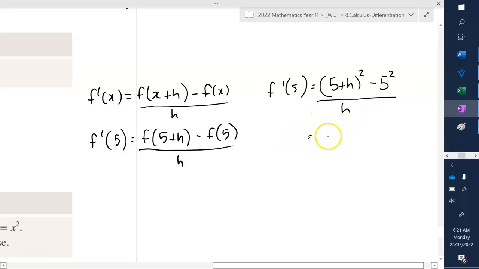We open that up. Same as before, square the first. You can pause it and FOIL it if you like. Okay, I'm going to do it this way. Square the first, square the last, plus 10h. Oops, sorry, minus 5 squared. At 6 o'clock in the morning while I'm doing this, my brain's not quite awake yet. Let's see if we can work that out.